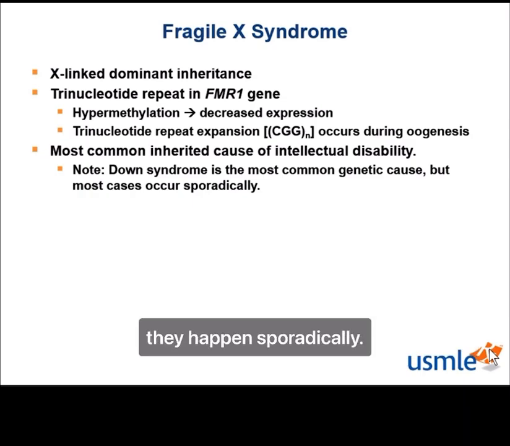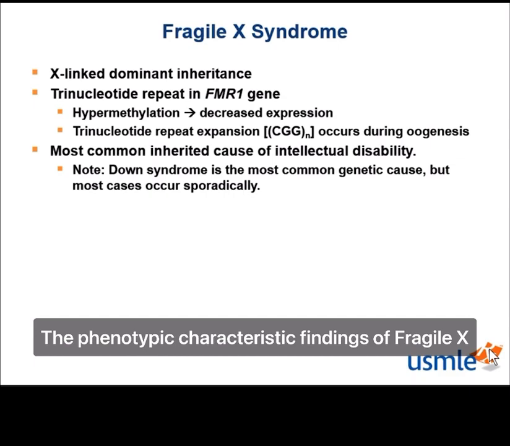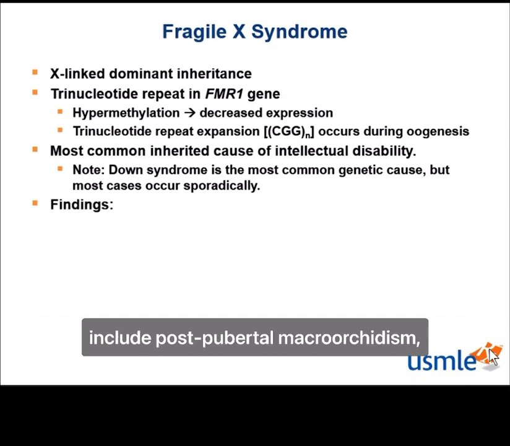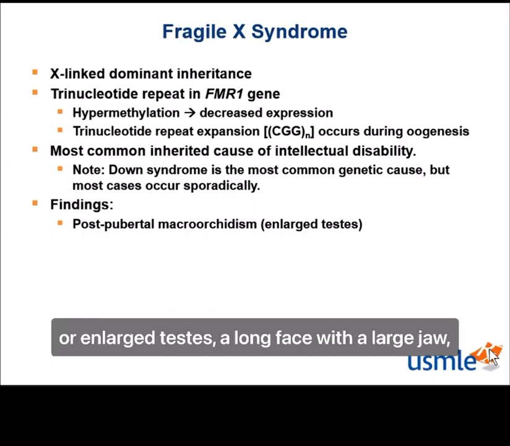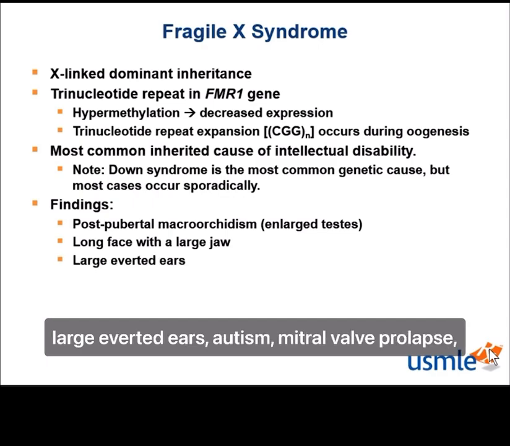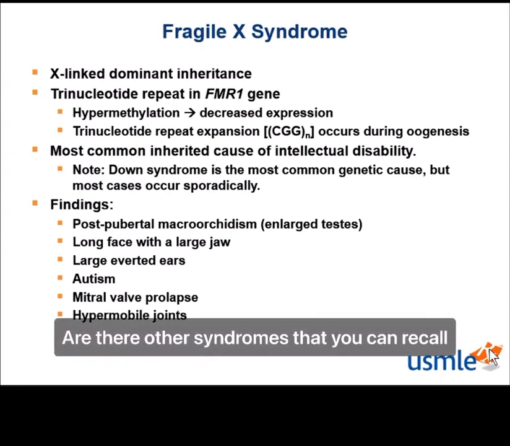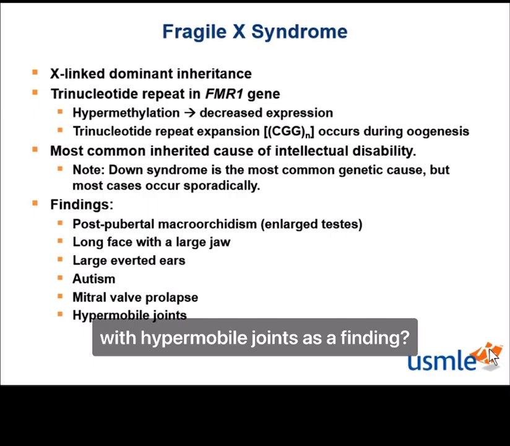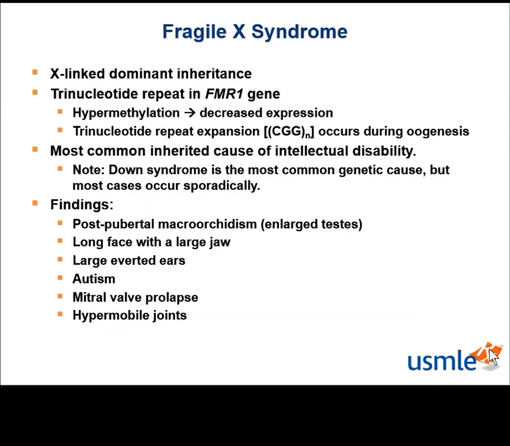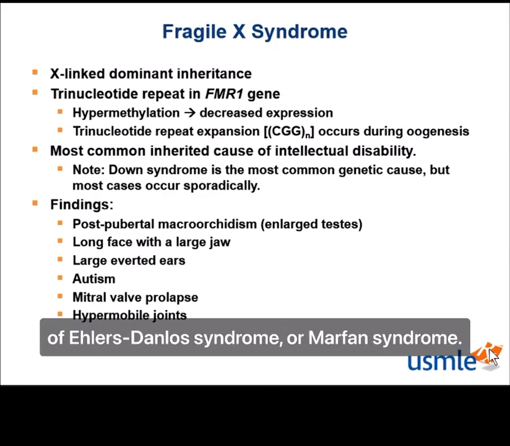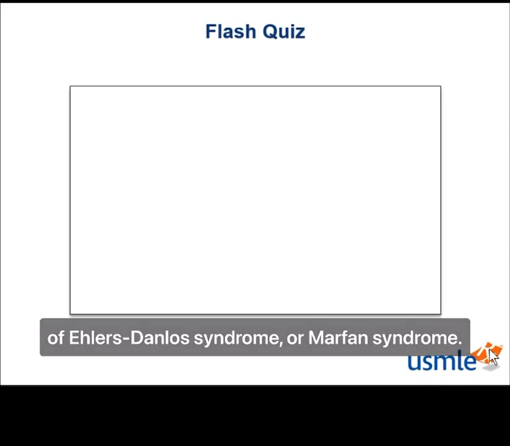They happen sporadically. The phenotypic characteristic findings of Fragile X include post-pubertal macroorchidism, or enlarged testes, a long face with a large jaw, large everted ears, autism, mitral valve prolapse, and hypermobile joints. Are there other syndromes that you can recall with hypermobile joints as a finding? Yep, you're right if you're thinking of Ehlers-Danlos syndrome or Marfan syndrome.